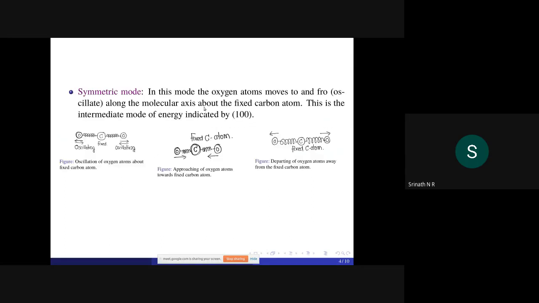Symmetric mode. In this mode, the oxygen atoms oscillate about the fixed carbon atom along the molecular axis. This is the intermediate mode of energy and it is indicated by 1, 0, 0. You can observe here how the oxygen atoms oscillate about a fixed carbon atom. One can observe both the oxygen atoms approaching towards the fixed carbon atom along the molecular axis. In another turn, the oxygen atoms are departing away from the fixed carbon atom. Like this, it keeps on oscillating about the fixed carbon atom.